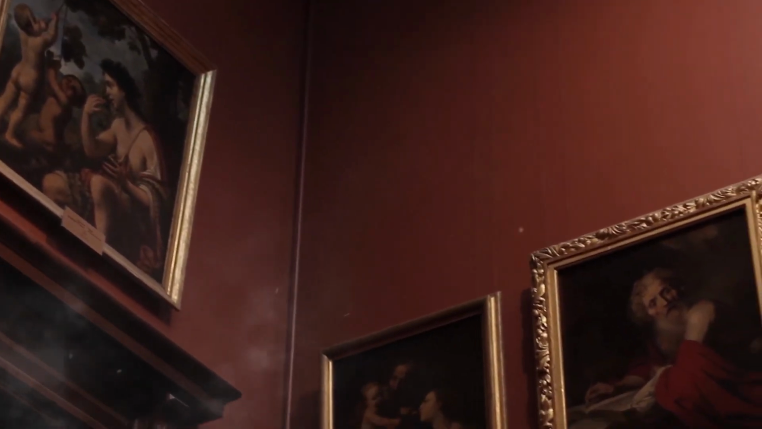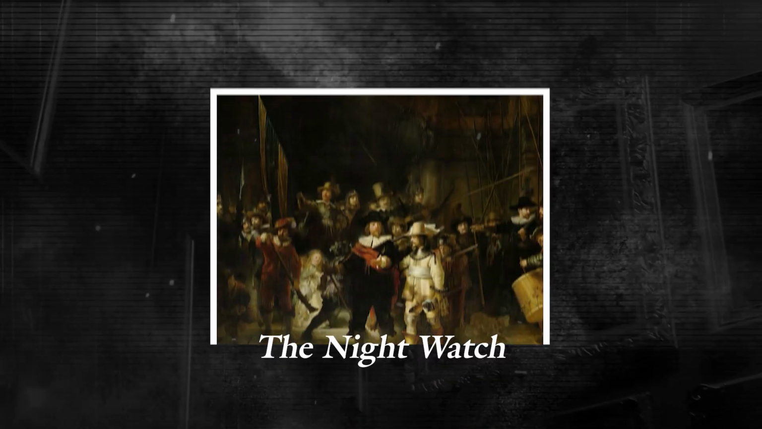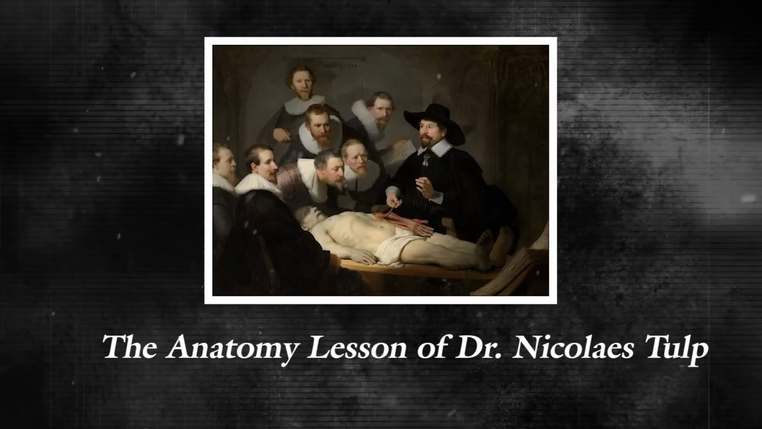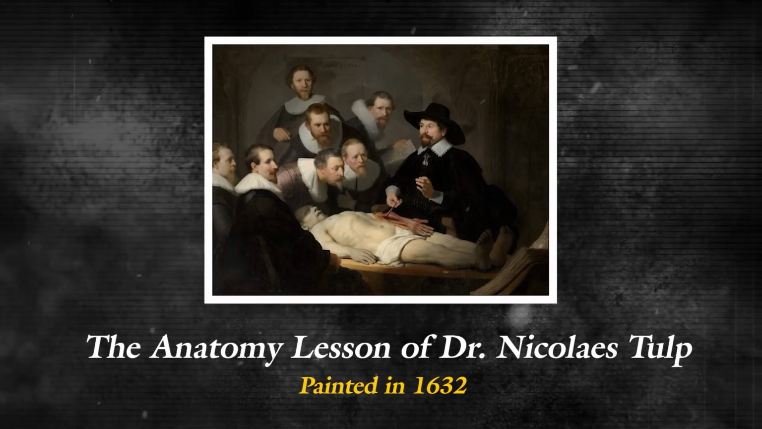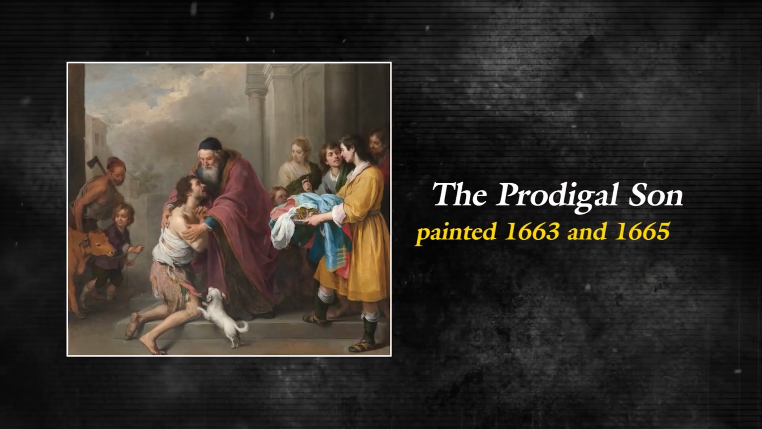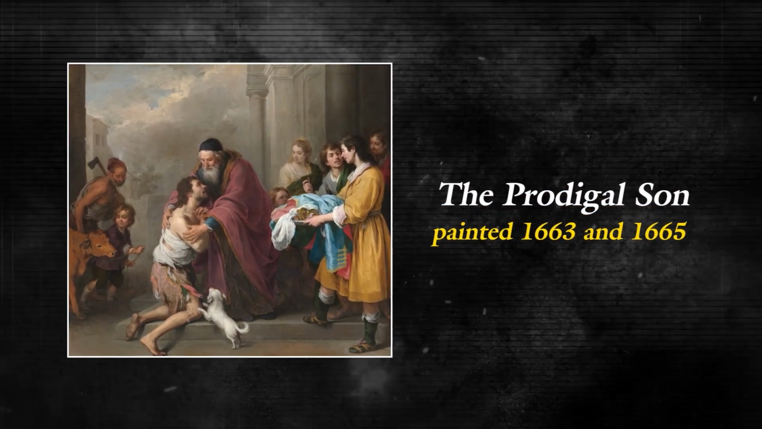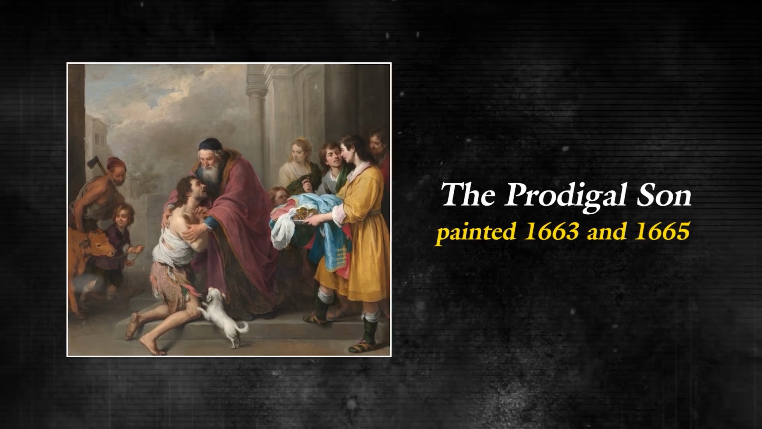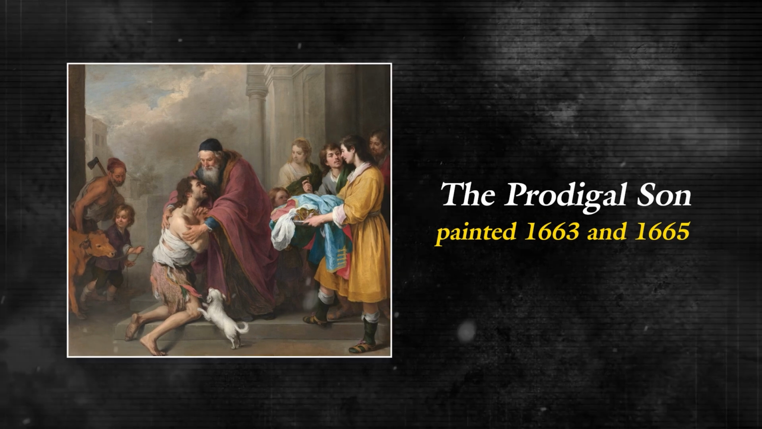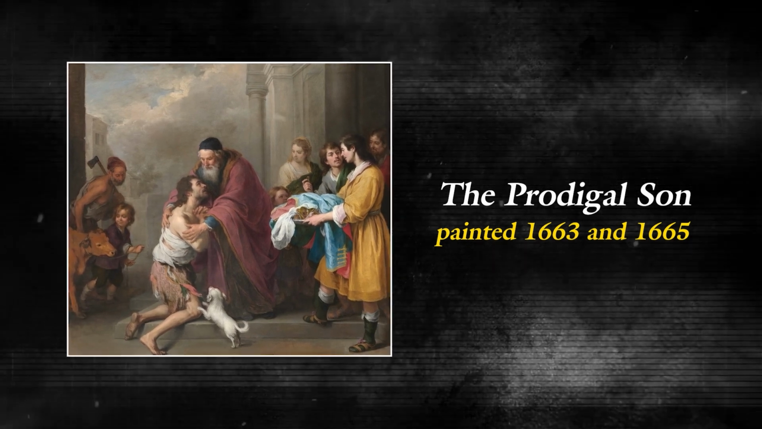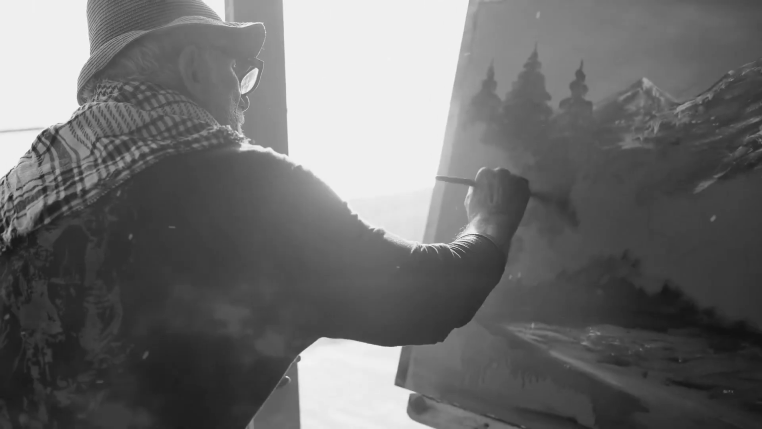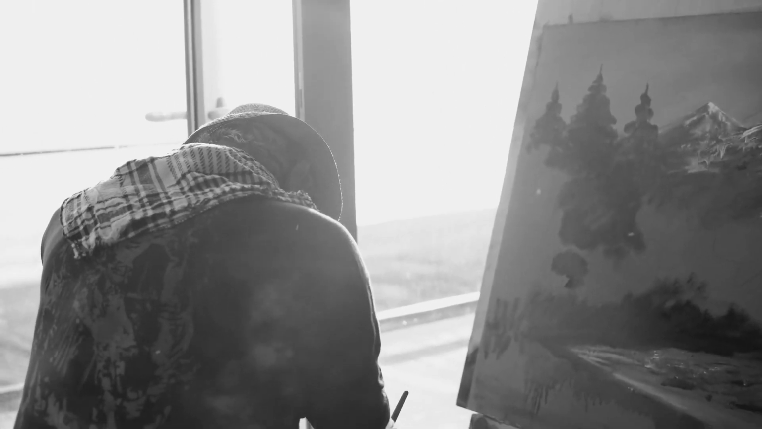Some of Rembrandt's most iconic works include The Night Watch, painted in 1642, The Anatomy Lesson of Dr. Nicolaes Tulp, painted in 1632, and The Return of the Prodigal Son, painted between 1663 and 1665. These works are not only outstanding examples of Rembrandt's talent, but also reflect his ability to capture emotion and depth in his paintings, establishing him as one of the great masters of art.